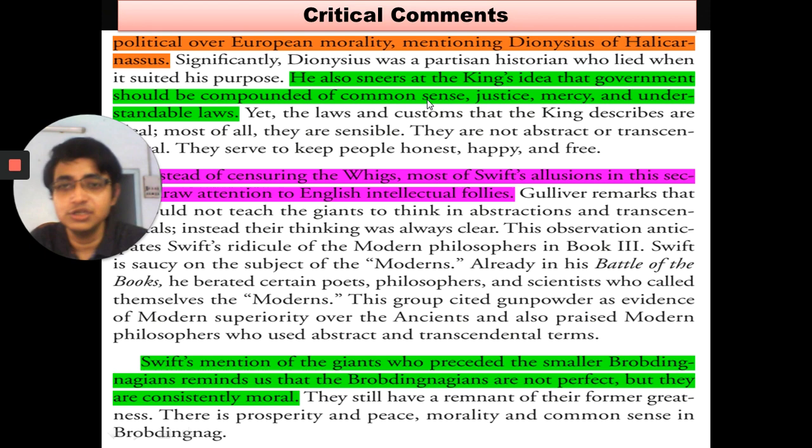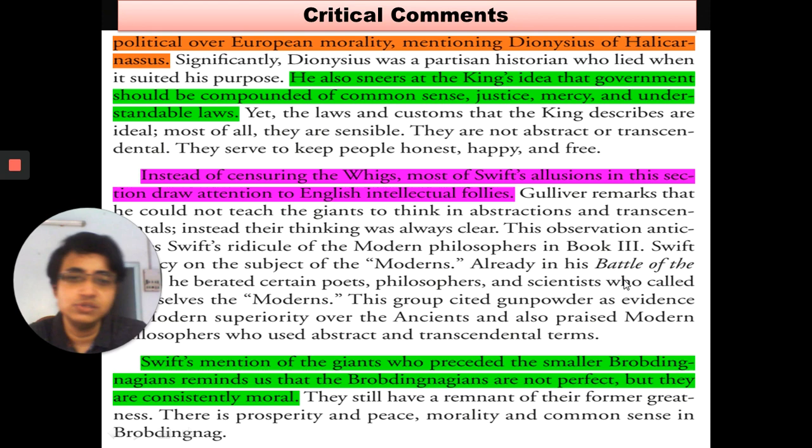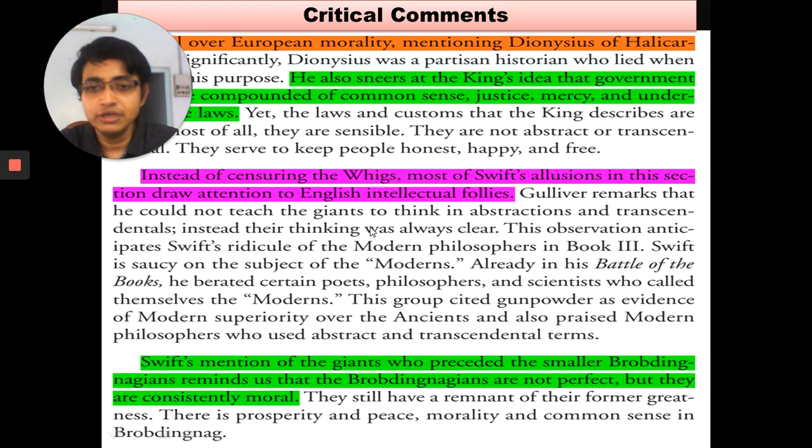So instead of censoring the Whigs, most of Swift's allusions in this particular section draw attention to English intellectual follies. Gulliver remarks that he could not teach the giants to think in abstractions and transcendentals. Instead, their thinking was always clear. So Swift was always against philosophical abstraction, abstract thinking, transcendental thinking. A man of logic and reason, he liked to move the way a transparent administration moves. He was not a creature of imagination.